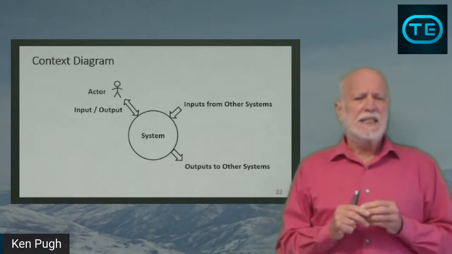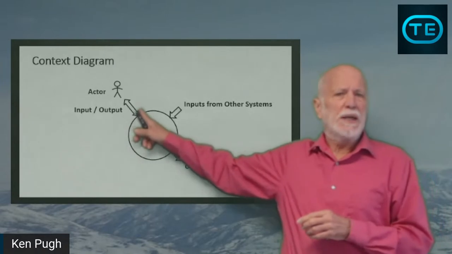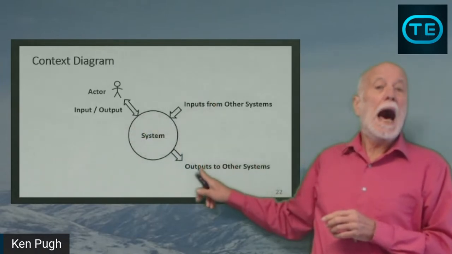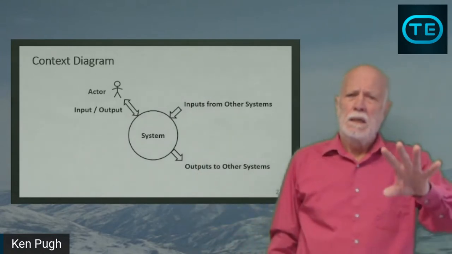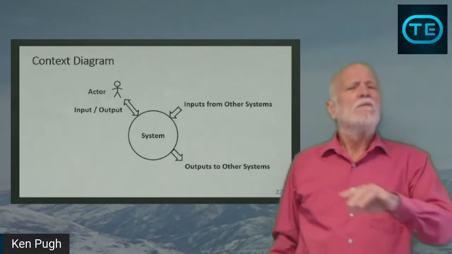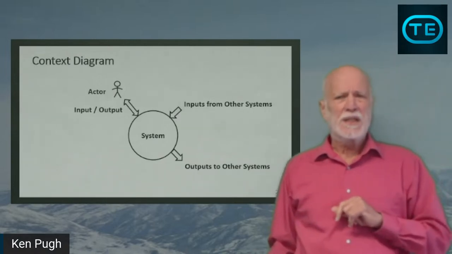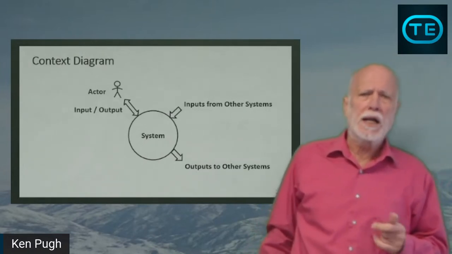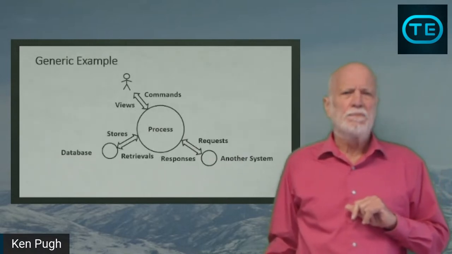So context is everything, as I say. Here's a context diagram. There's an actor doing some input and output to our system. We have inputs from other systems, outputs to other systems. I always like to draw a context diagram for any system so I can understand what's inside and what is outside. In fact, this is a beginning on your clean architecture or diagonal architecture. It's just the very simple version of it.